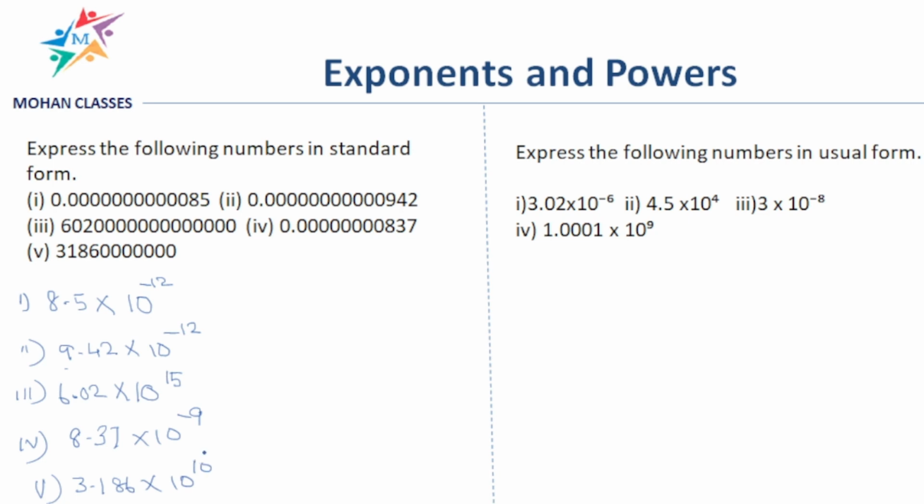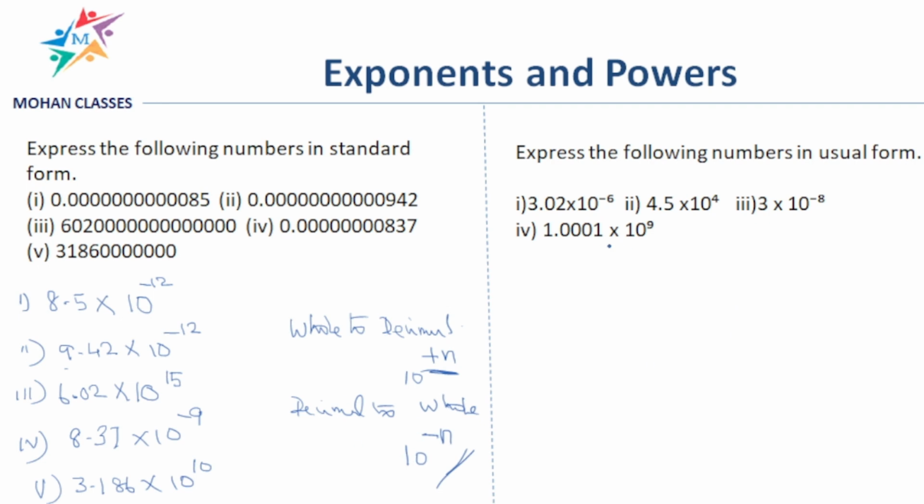It should be positive. So whole number to decimal, what will come? 10 to the power of positive power. Okay. If it is decimal to whole number, what will come? 10 to the power of minus n. Understand? It is very, very important.